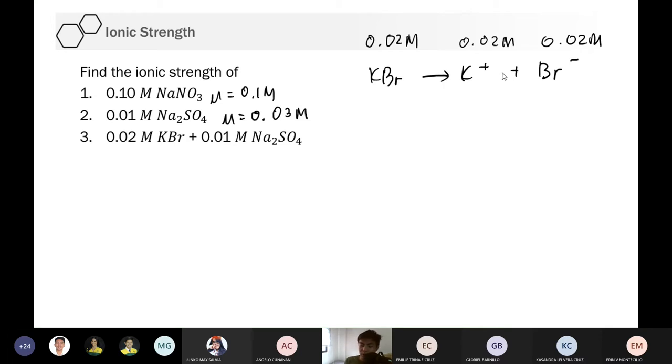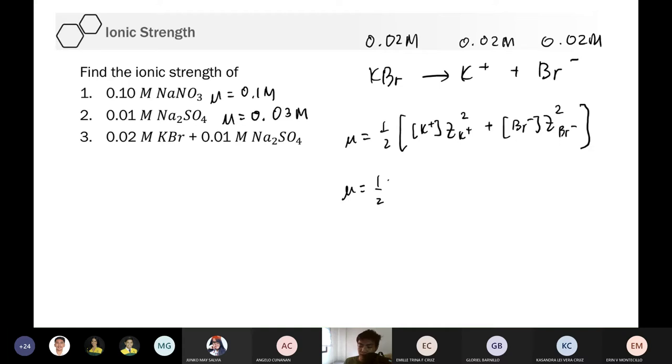For this ion, to solve for mu, that's 1/2 the concentration of K plus times the charge of K plus squared, plus the concentration of bromide times the charge of bromide squared. So mu is equal to 1/2 times, what's the concentration of potassium? 0.02, times, what is the charge of potassium? Of course, positive 1. Plus, what's the concentration of bromide ions? That is 0.02, times the charge of bromide ion, negative 1, squared.